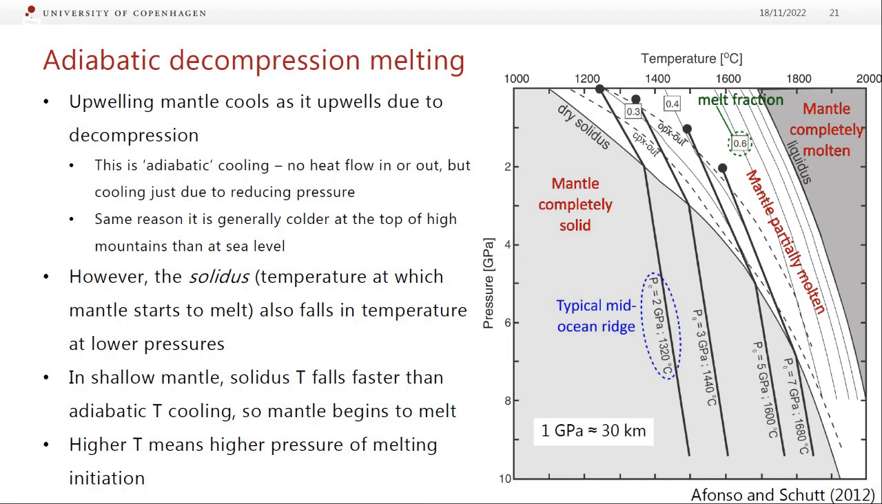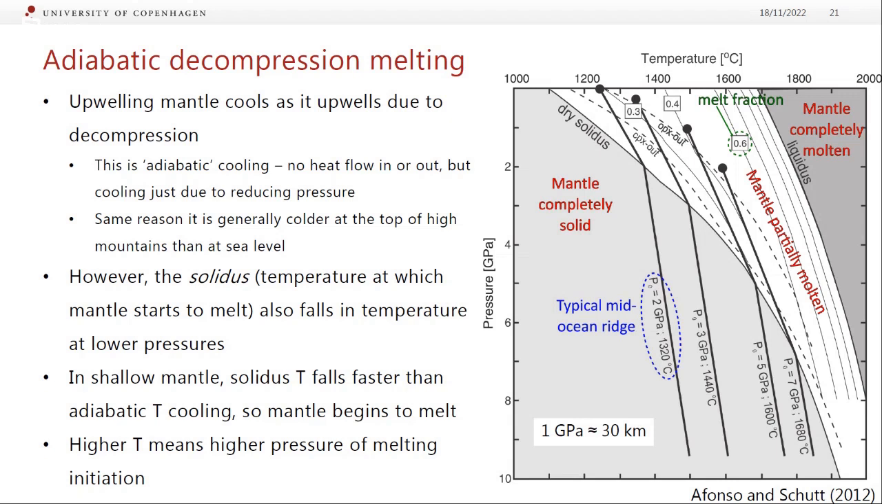So for normal mid-ocean ridges, this is the temperature, it's about 1300 degrees C. That means that the pressure at which it starts melting is about 2 gigapascals. That's similar to 60 kilometers depth. So we'd be in the spinel field there. In reality, we get a tiny bit of garnet field melting, but not much.